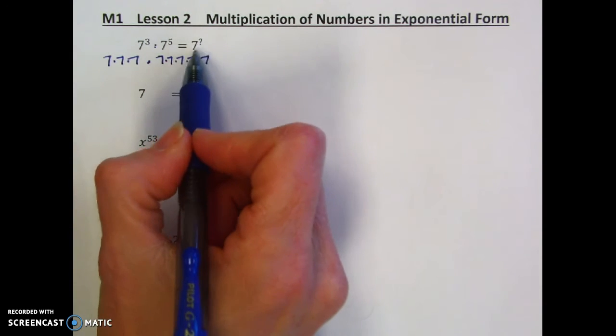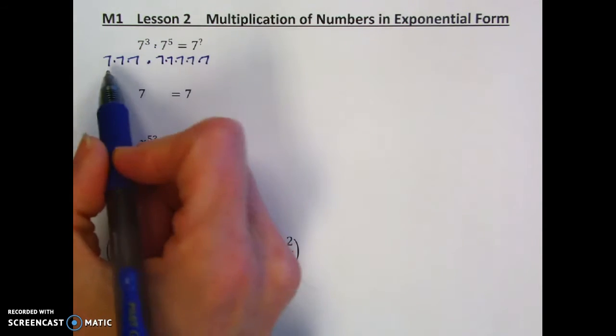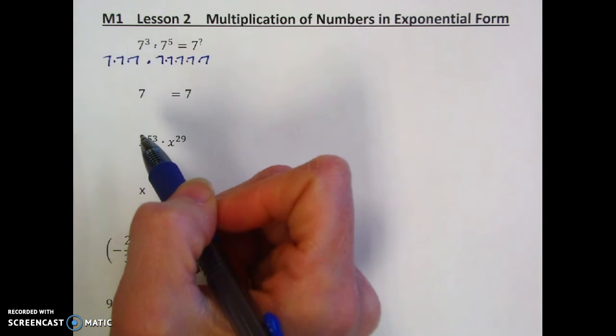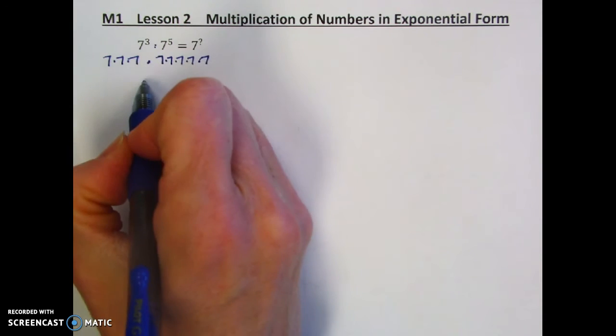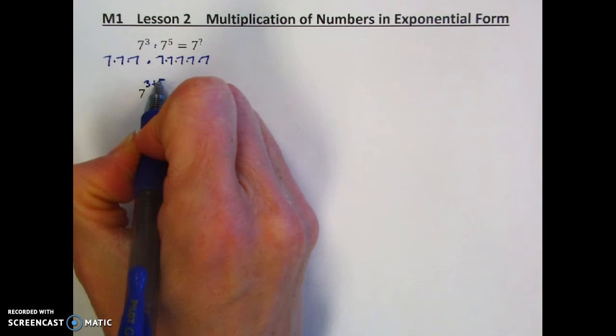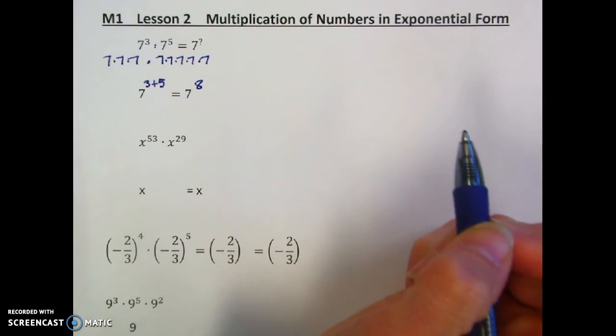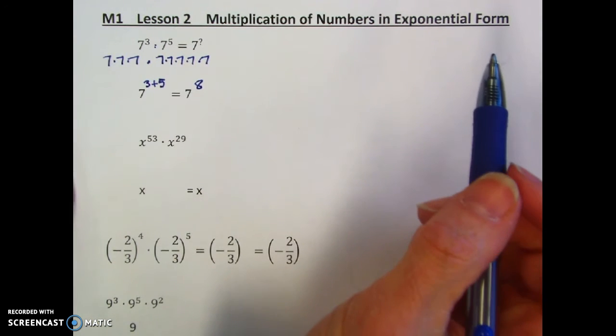So we want to know how many 7s there are. Well, there's 3 here and there's 5 here, so how many 7s would there be? Well, 3 plus 5 would be 8. So 7 to the 8th power.